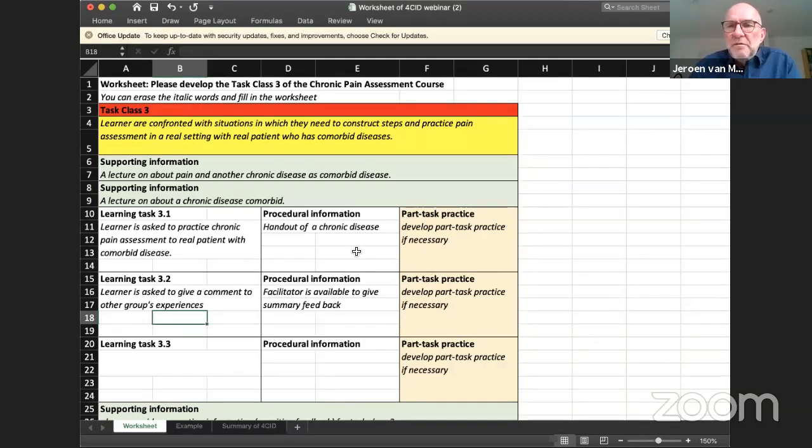Okay, thank you so much. Yeah. So the word handout is a bit confusing because it can be used in many different ways. If it's procedural information, it will typically be a checklist or a quick reference guide, something like that.